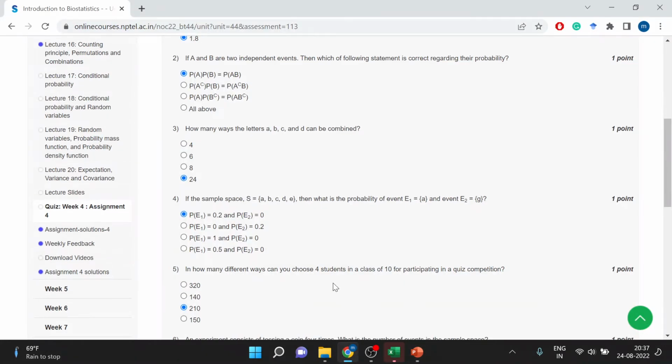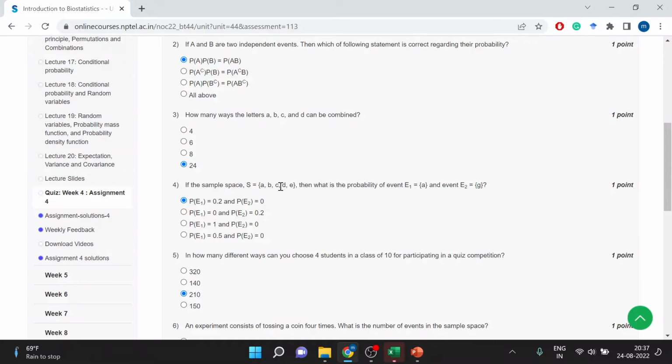The next question is, given a sample space of A, B, C, D, E, that is a sample space of 5 letters, what is the probability of event E1, that is A occurring? That is nothing but 1 by 5, because A occurs only once in this total number of 5 events. So 1 by 5 is nothing but 0.2.